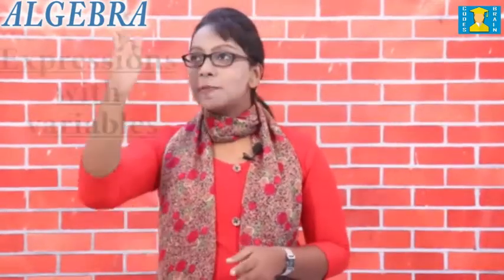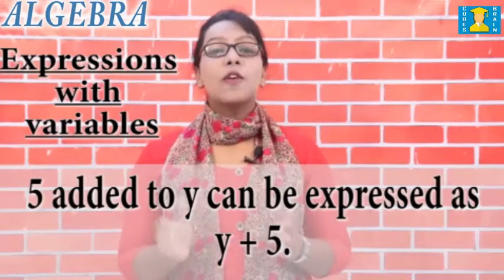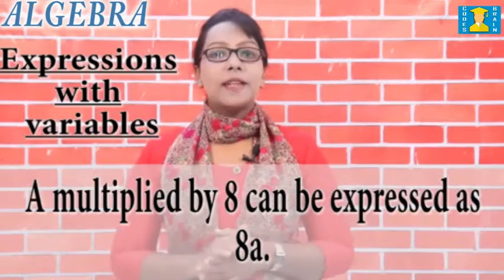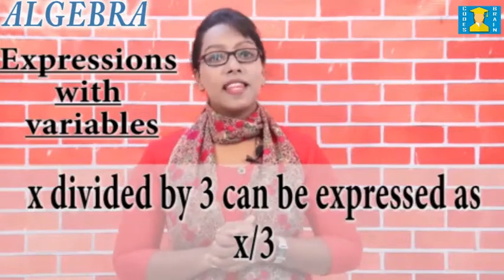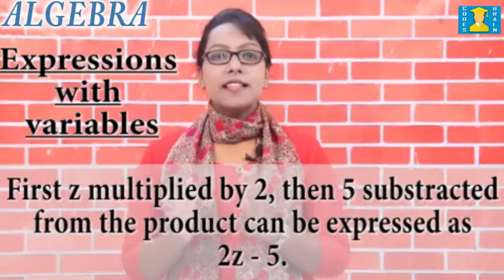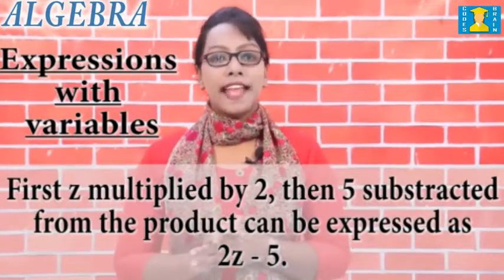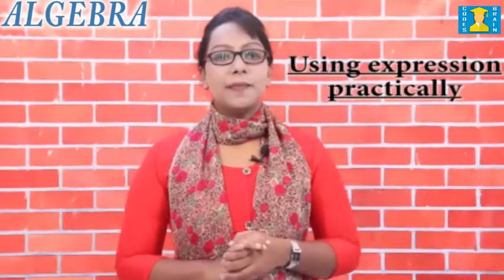That is, expression with variables. If 5 added to y can be expressed as y plus 5, then a multiplied by 8 can be expressed as 8a, and x divided by 3 can be expressed as x by 3. Then first z multiplied by 2, then 5 subtracted from the product can be expressed as 2z minus 5. Let's see using expressions practically.